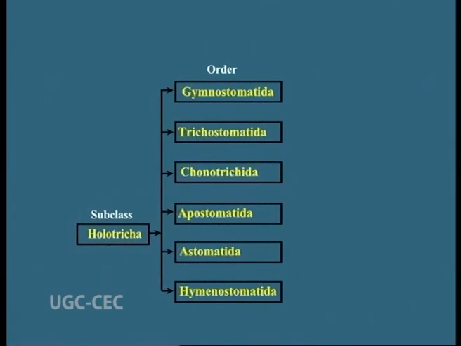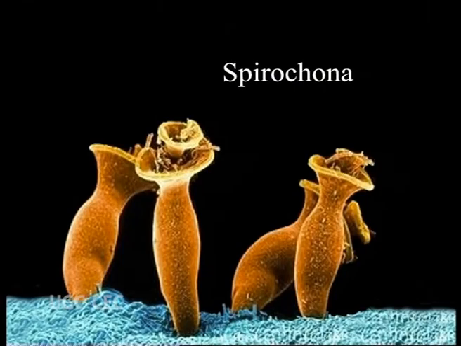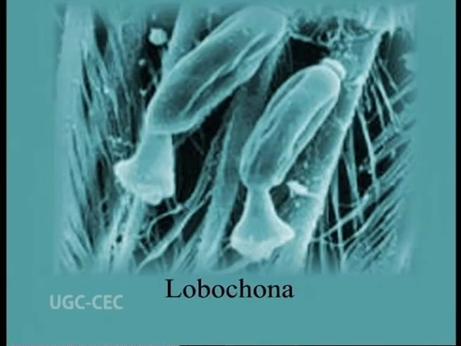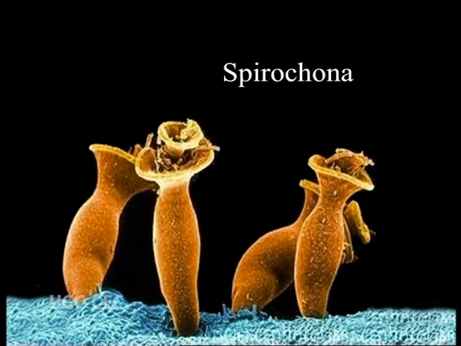Order Conotrichida, and the examples are Spirocona and Lobochona. They are vase-shaped ciliates without body cilia. A funnel at the free end of the body contains vestibular cilia, chiefly marine forms.